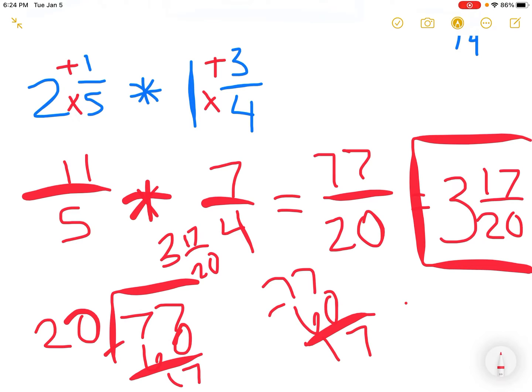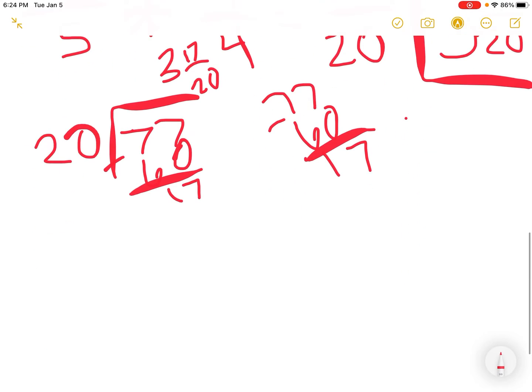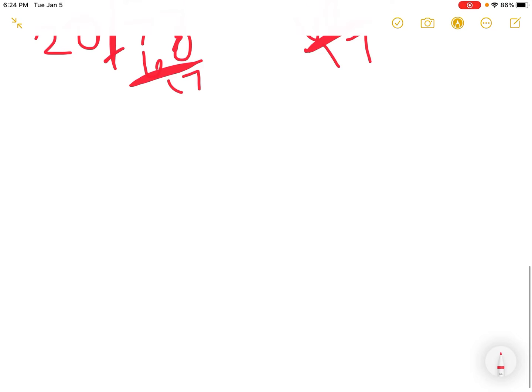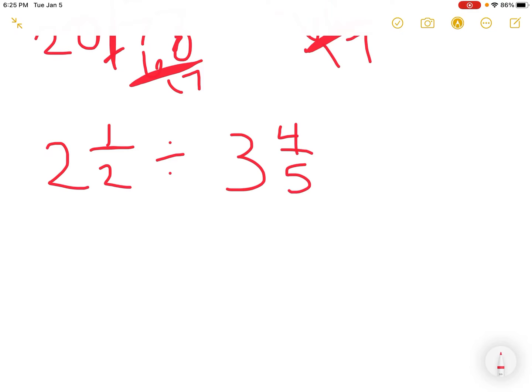Let's move on to the other type of problem, which is dividing with mixed numbers. Dividing with mixed numbers is a very similar process, but you have to think back to the division we've done in class so far. Remember, we have our process we have to use when dividing fractions. So let's do an example together. 2½ divided by 3 4/5.